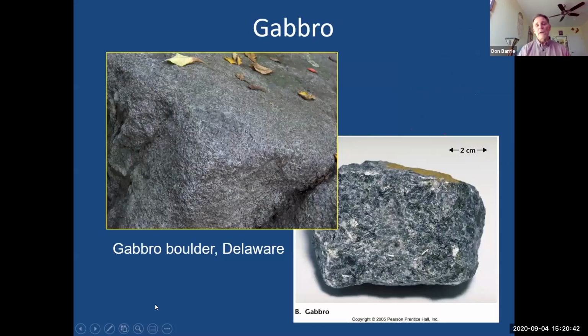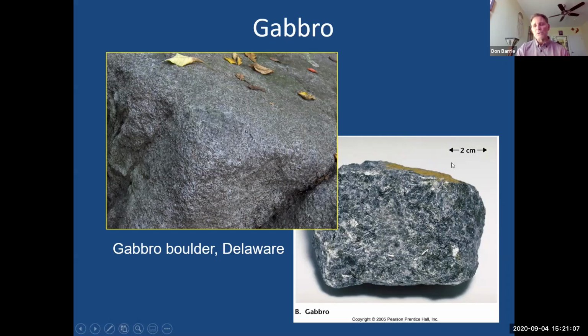Here's gabbro. Gabbro is mafic in composition and intrusive in origin. And we can tell all that just by looking at this hand sample of gabbro. I can clearly see individual crystals in the gabbro with my naked eye. Each of these color splotches would represent a separate crystal. So this is very much a coarse-grained rock.